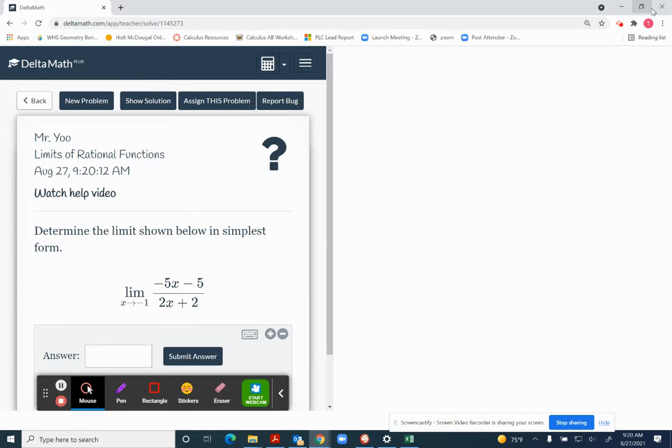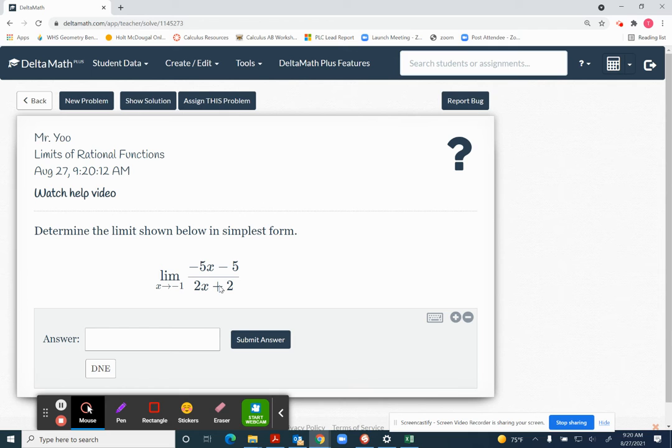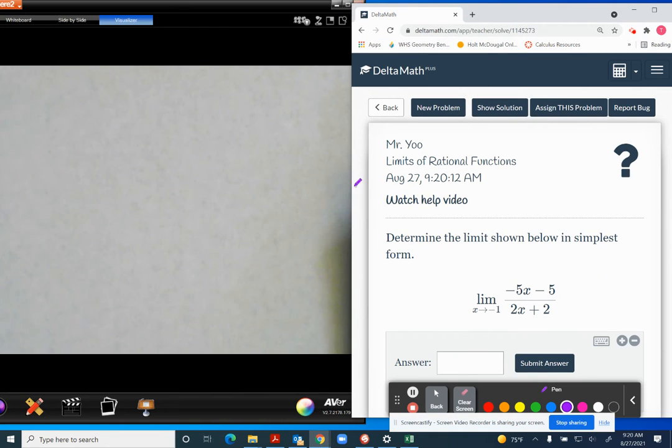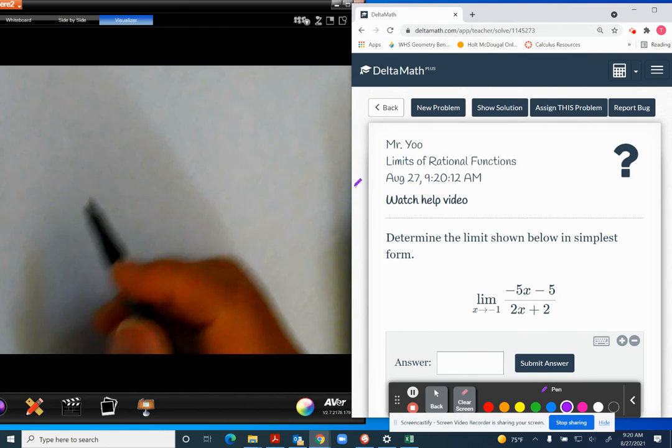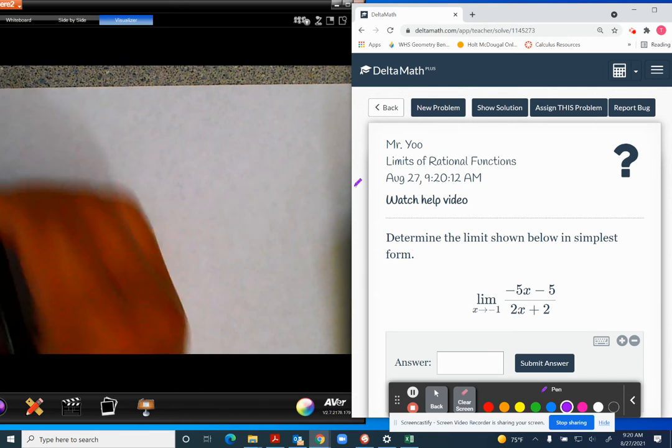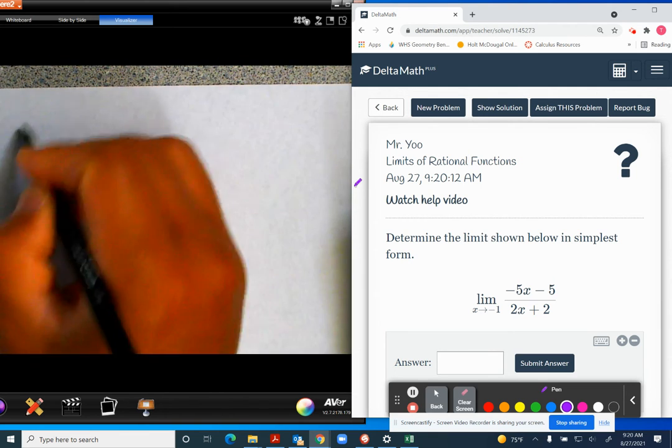Okay, here we go. This one. All right, these are all factoring. Okay? So for this one, first you want to start with a direct substitution. Let me explain direct substitution here. Alright, we're going to start what is called a direct substitution.